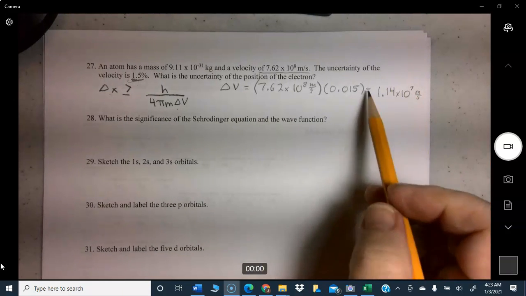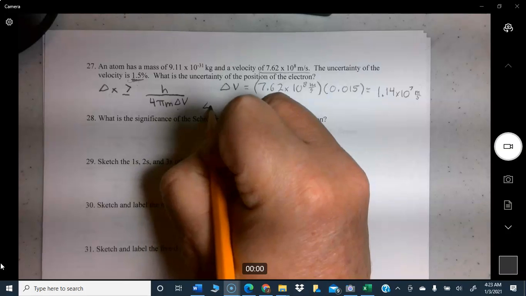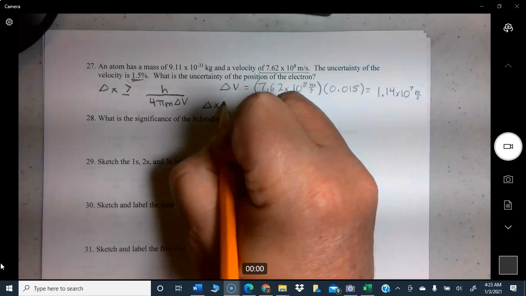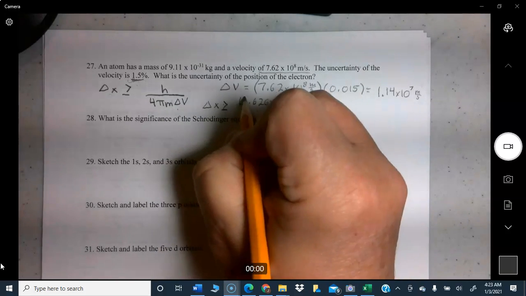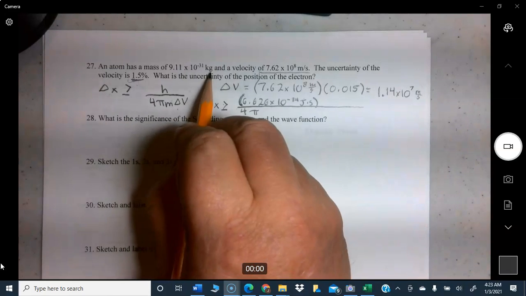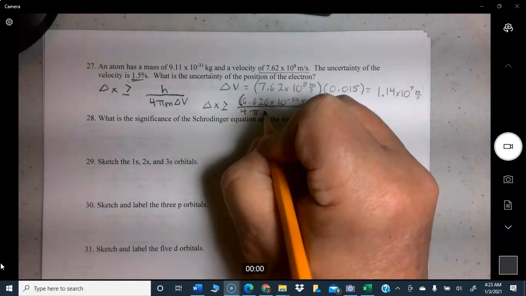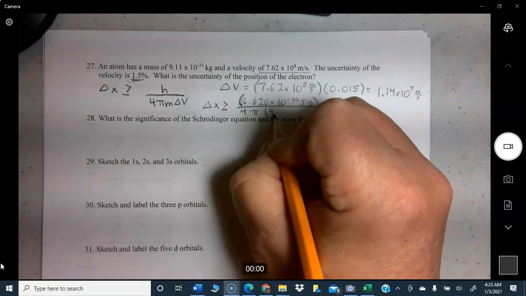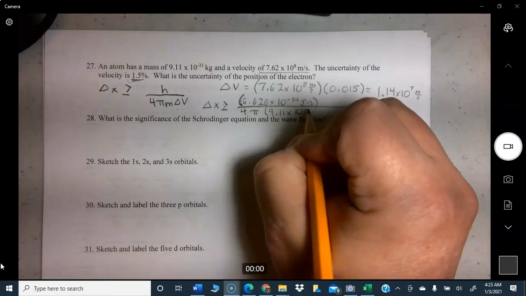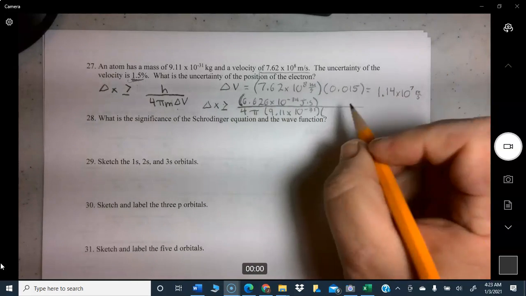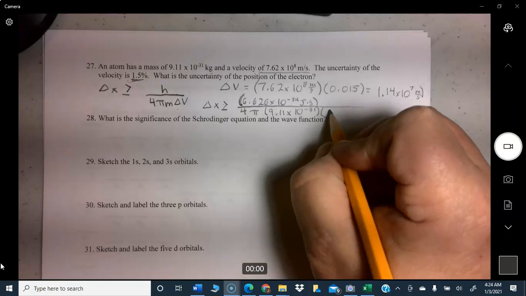All right, now we take this number and plug it in here for delta V. So this is going to give us that the uncertainty of the position is greater than or equal to, it's at least, the number we're going to come up with here. For the mass, be sure it's given in kilograms, not grams, and it is. It's the standard mass for an electron. I used a very slightly different number on an earlier problem. And then for delta V, we put in this number.